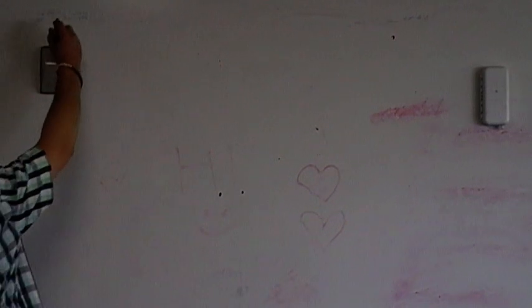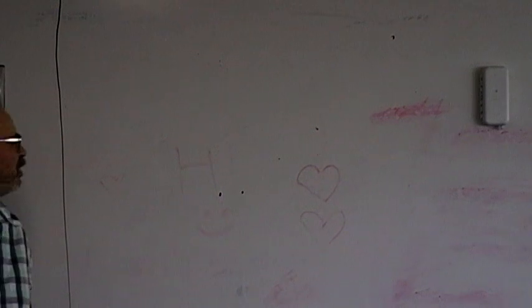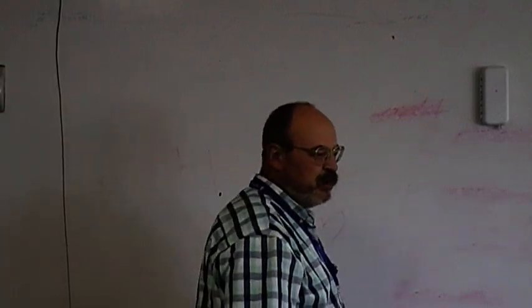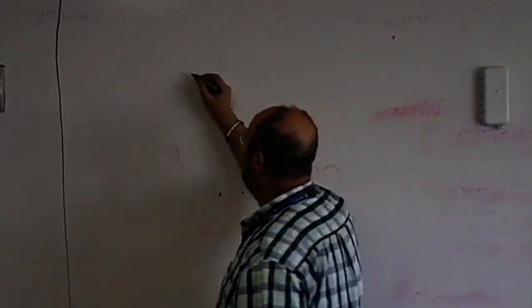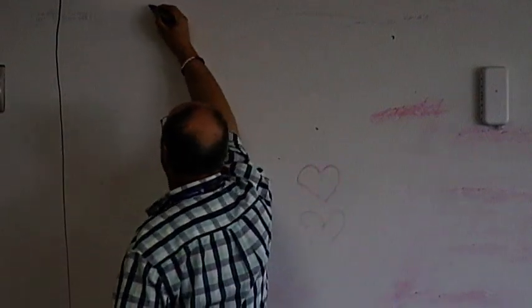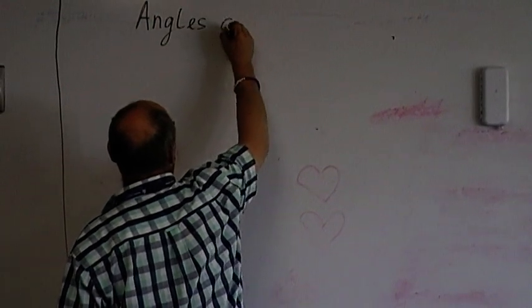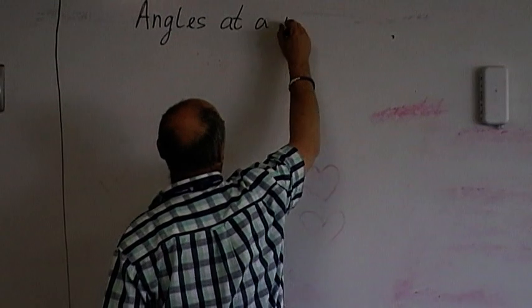Okay, so today we're starting the new topic, we're starting geometry. And first of all, we will revise your knowledge of the angles. Now, what is the unit of measurement of angle? Degree. Measured in degrees. Our learning intention today is to learn about angles at a point.